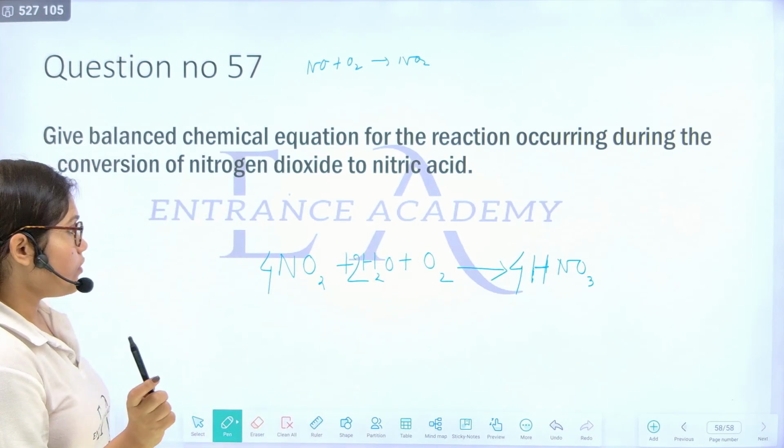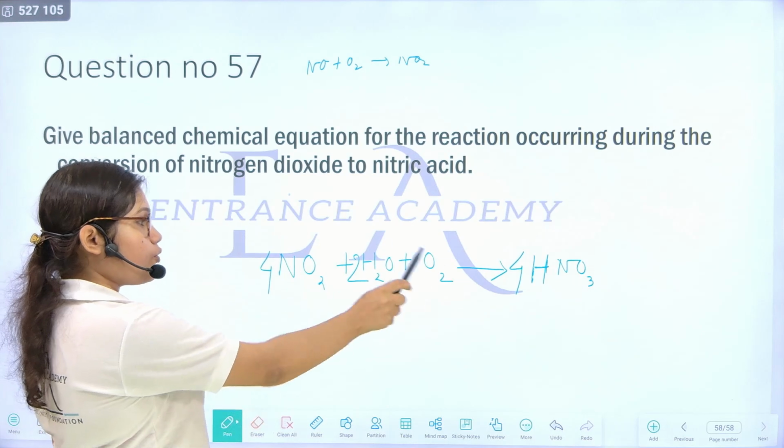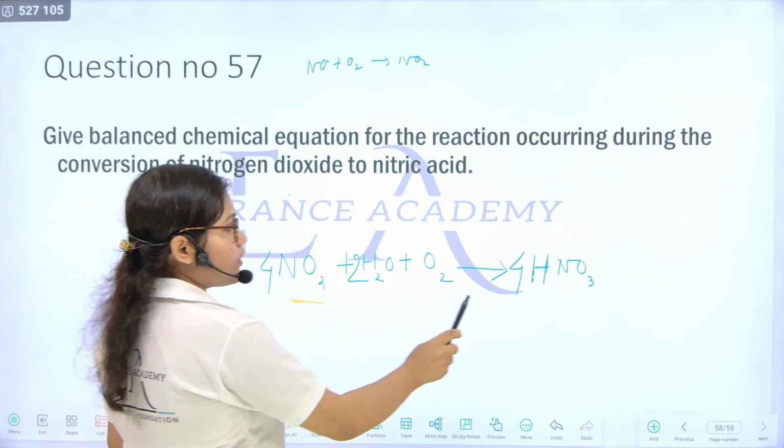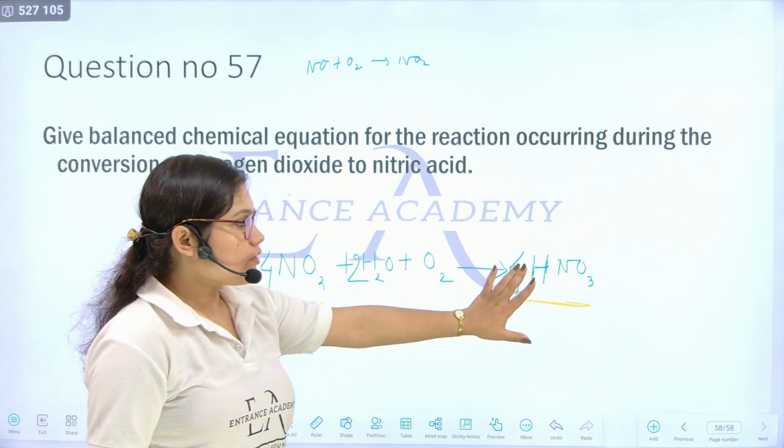This is the balanced chemical equation for the conversion of nitrogen dioxide to nitric acid. This is nitrogen dioxide and this one is nitric acid. This is the conversion of nitrogen dioxide to nitric acid. This is the last question.